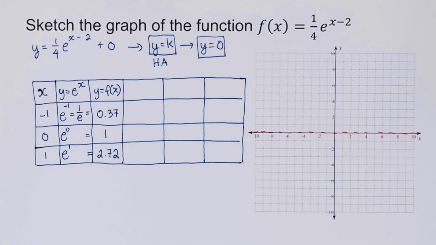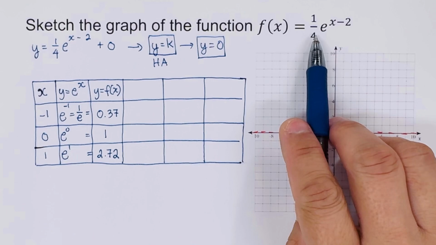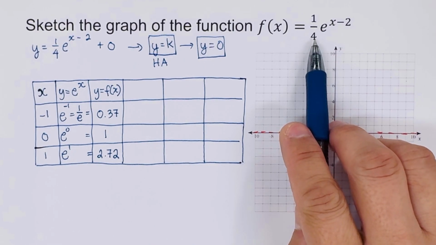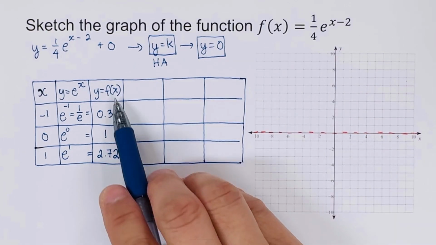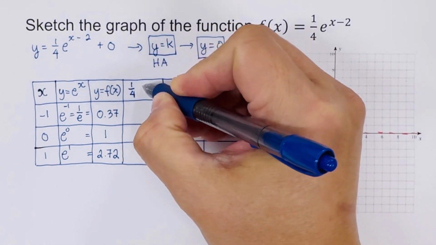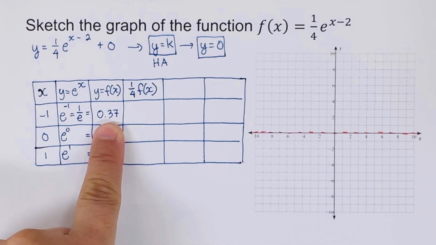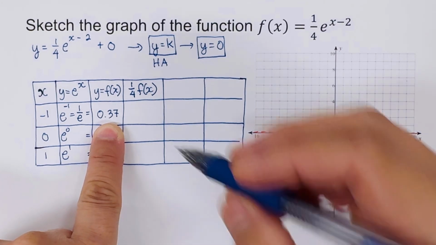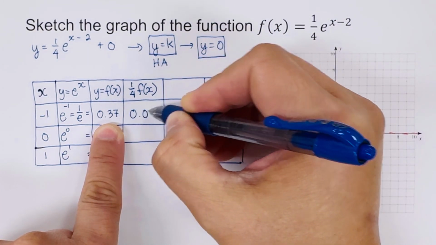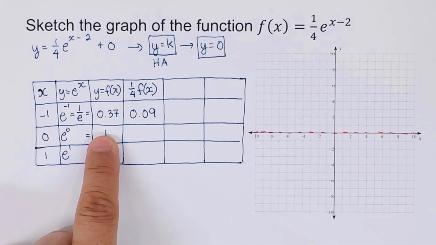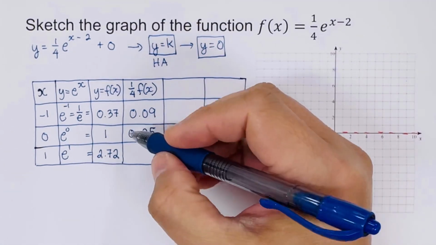Now looking at the equation that we have here, our a is 1/4. So we go ahead and use this stretch factor to multiply it with the f of x. So this value for f of x right here will be multiplied by 1/4. So if we do 0.37 times 1/4 or 0.25, it is 0.09. And then I will do the same thing for the rest of these values.